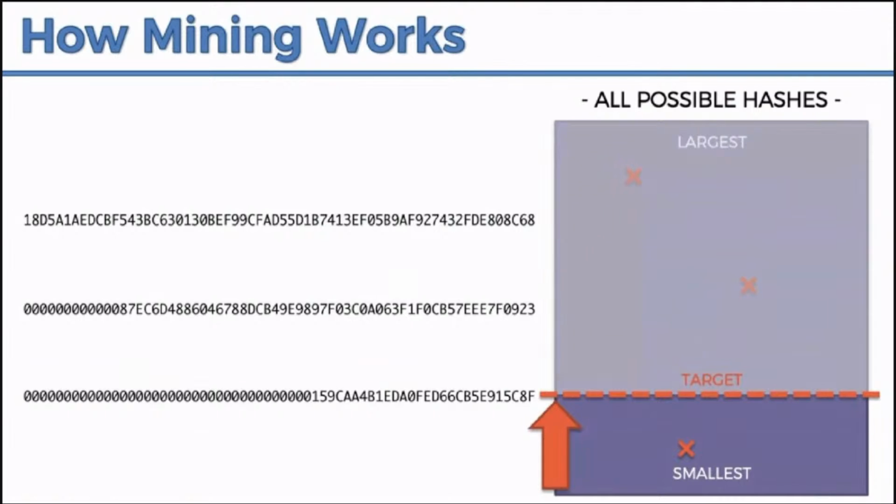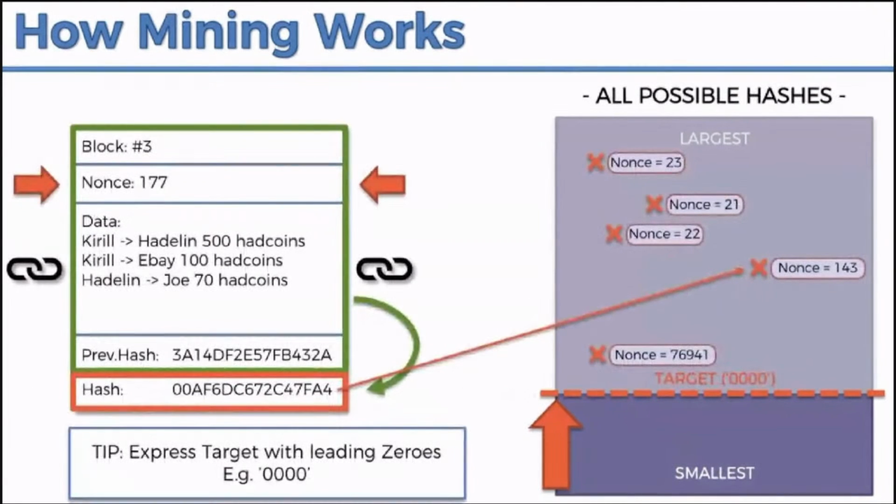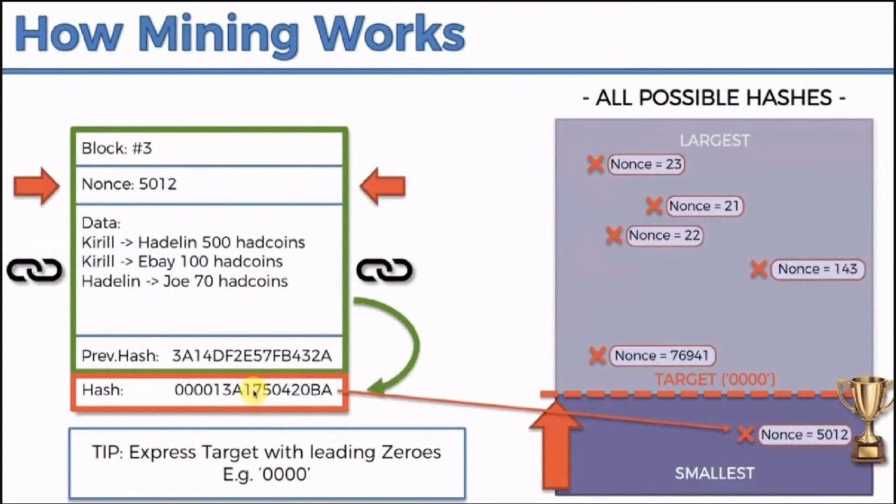For example, for the nonce value 143, the cryptographic hash value will be something like this. For the nonce value 5012, the cryptographic hash value will be this one. I mean to say that the minimum cryptographic hash value was obtained with the help of the nonce value 5012. The miner cracked the cryptographic puzzle and can insert the block into the network. So this is exactly the meaning of mining, and this is where Bitcoin plays a role.